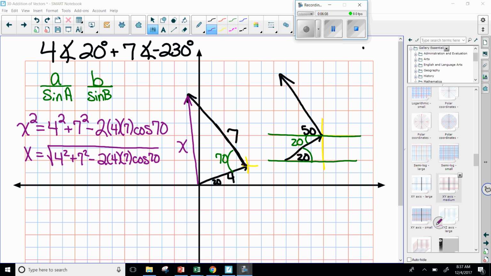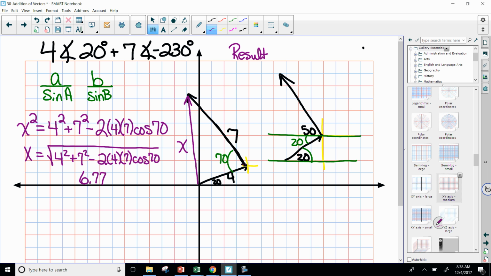Okay, so when we do that, we get a value of 6.77. That's the force. That's how many newtons, how many pounds or whatever. That's the force that your object's going to be pulled at. So right now, as far as my resultant is concerned, my resultant is going to have a magnitude of 6.77. Now I need to figure out the angle measure.